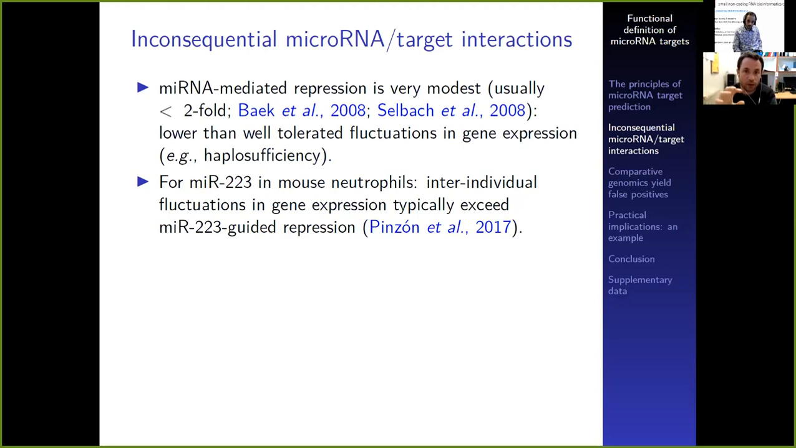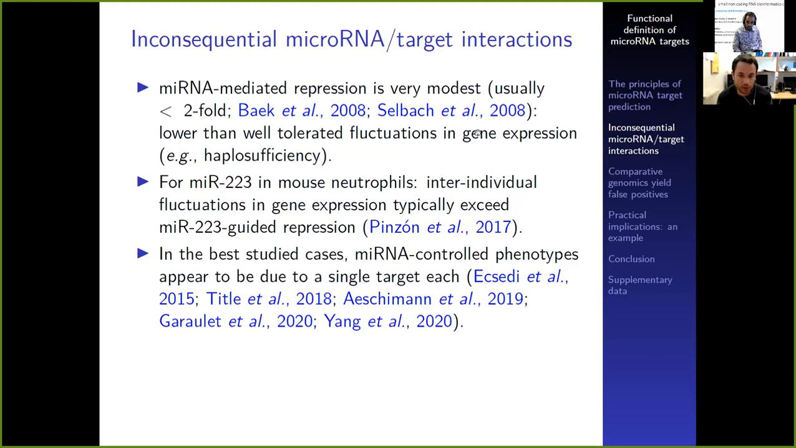So from one wild-type mouse to the next wild-type mouse, how much does gene expression vary? And we saw that for typical predicted targets of that microRNA, the variability between wild-type mice was largely larger than the effect of the microRNA on these genes, which seems to imply that the microRNA doesn't do much on these genes, because already between individual wild-type mice, you see more difference.